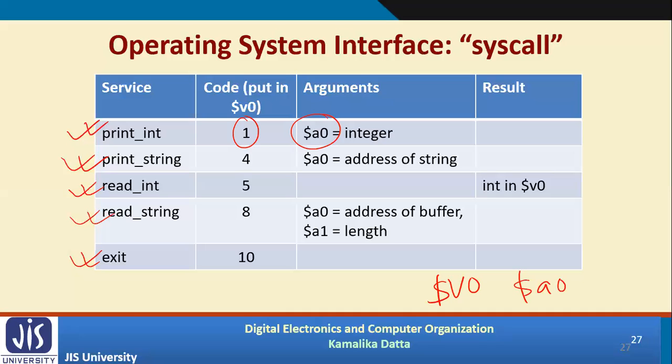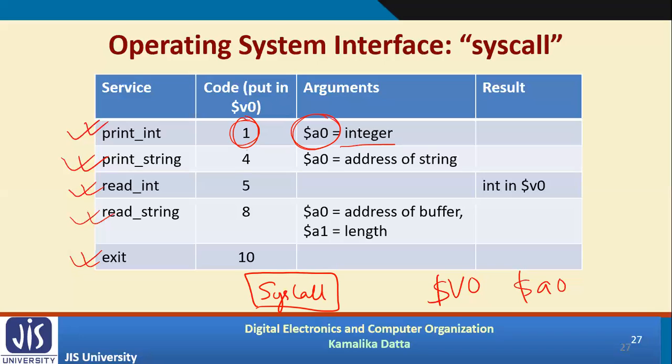Now, if you want to print an integer onto your screen, which will be displayed in a monitor, then you need to put this value 1 into V0. Then you have to put that number into A0. That argument must be put in A0, and you have to execute something called syscall, system call. That means I'm asking the system to perform this operation and print it into the monitor.